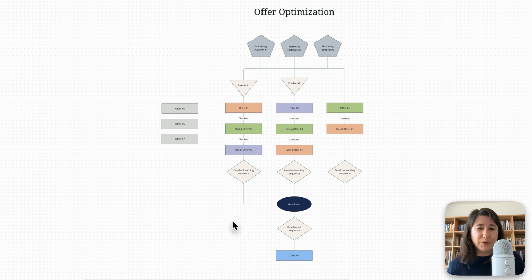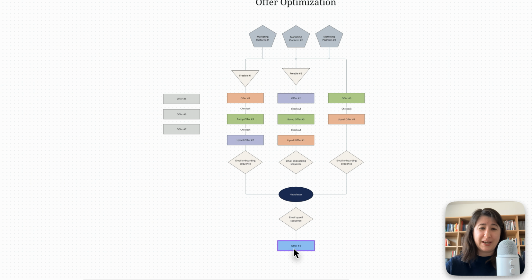So the end goal is to have something like this. We want to have a map that shows the marketing we're putting in, leading to which freebies we're going to be sharing with people, then to that first offer, if we're going to have bump offers and upsells included, how we're getting people into our newsletter, and then if we even want to have some behind the scenes upsells, some ongoing things.